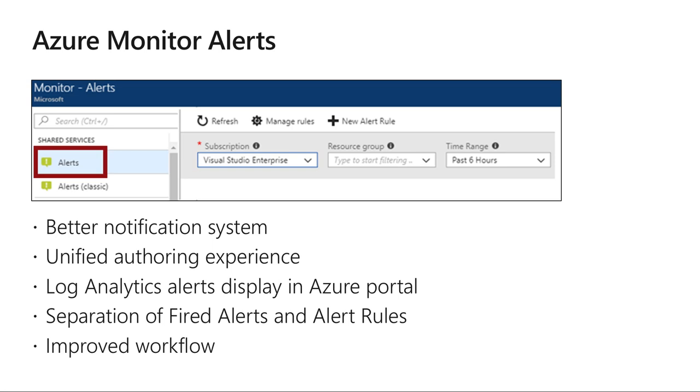Previously, these were in a separate portal. If you know that, now it's not the case. A separate portal is from the time when I took the Azure exam. Then there is separation of fired alerts and alert rules. Alert rules and fired alerts are differentiated, so the operation and configuration views are separate, with a better workflow. The new alerts authoring experience guides the user along the process of creating alerts, which makes it simpler and discovers the right thing to get alerted on.